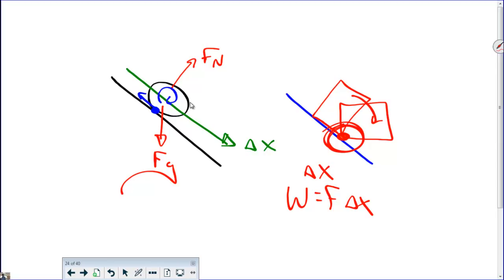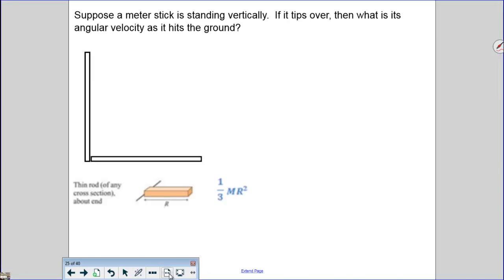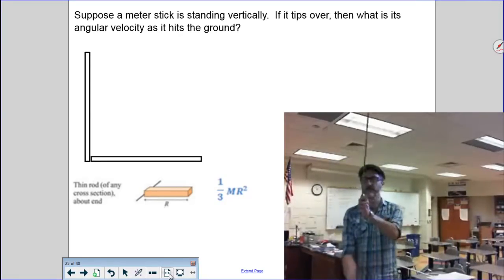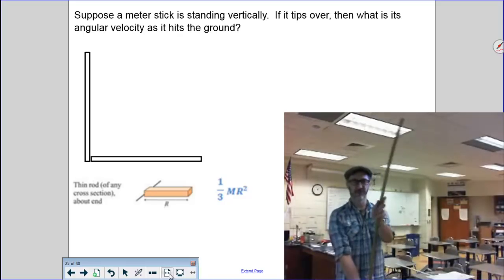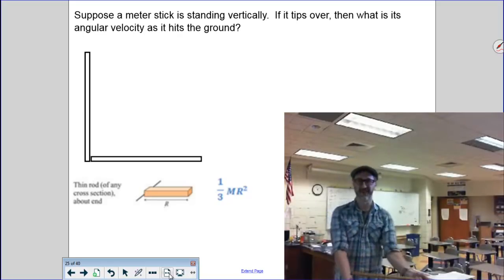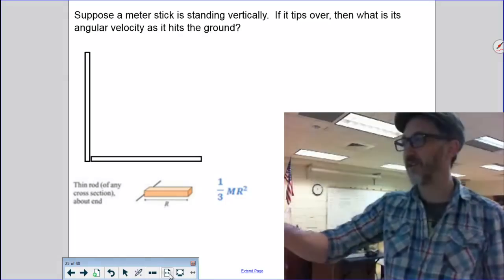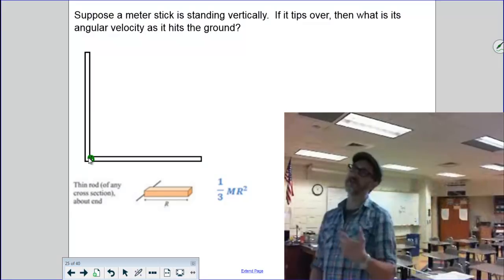The friction does not do work because at the point of contact, where the wheel or hoop or whatever is touching your surface, your displacement is 0, okay? All right, so finally, let's do an example where you've got an object that is not rolling, but just tipping over, okay? So for this example, what we've got is a meter stick standing on a floor, and then it's going to tip over, like this, okay? So the idea is this point here is going to stay fixed.